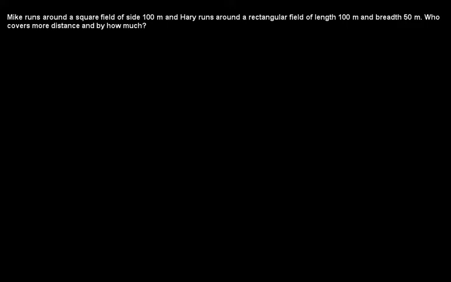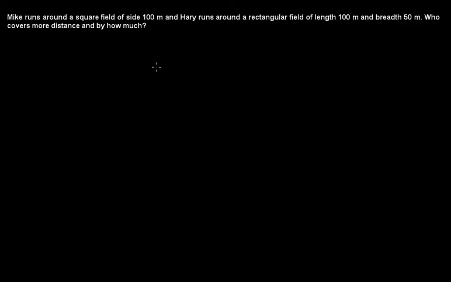We have one question here. Mike runs around a square field of side 100 meter and Harry runs around a rectangular field of length 100 meter and breadth 50 meter. So Mike is running around a square field of side 100 meter. Harry runs around a rectangular field of length 100 meter and breadth 50 meter. Who covers more distance and by how much?